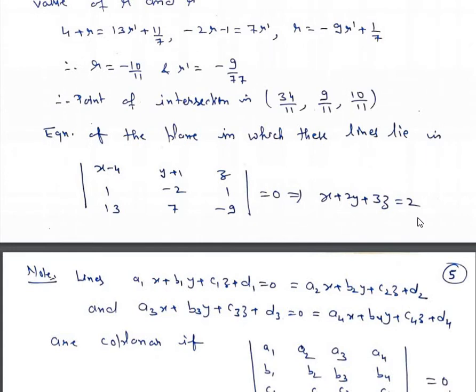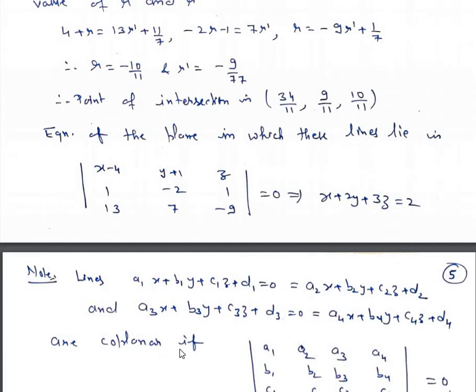Now if we just want to show that the lines are coplanar when the lines are given in unsymmetrical form, we make use of these results. What is the result? Lines a1x plus b1y plus c1z plus d1 is equal to 0 is equal to a2x plus b2y plus c2z plus d2. This is the first line in the unsymmetrical form. And the second line is a3x plus b3y plus c3z plus d3 is equal to 0 is equal to a4x plus b4y plus c4z plus d4.